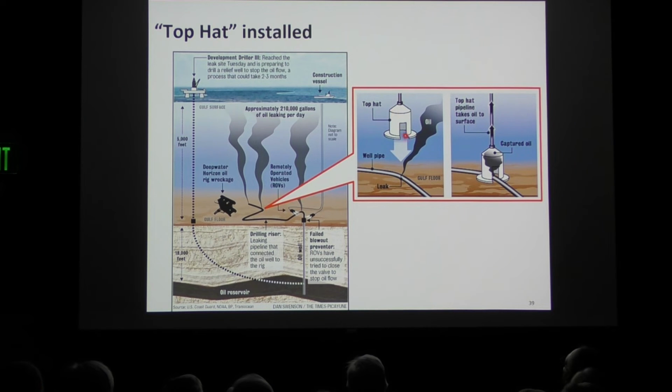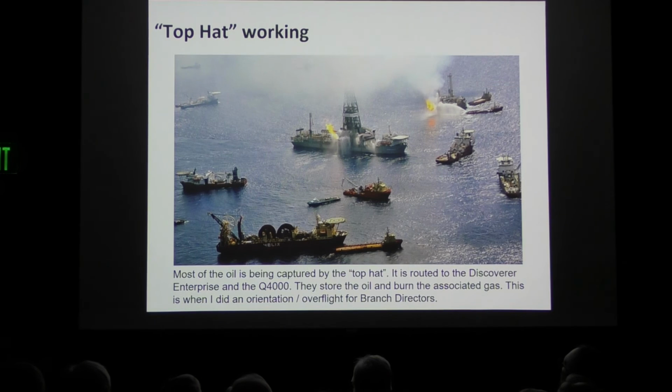And basically it went down and it sat over the top of this particular leak, the worst one, and it captured the oil and routed it up to the surface. So it routed it to two vessels, the Enterprise and the Q4000. Those vessels stored the oil on board. They had storage compartments, and then they flared the gas. And there was quite a lot of gas.